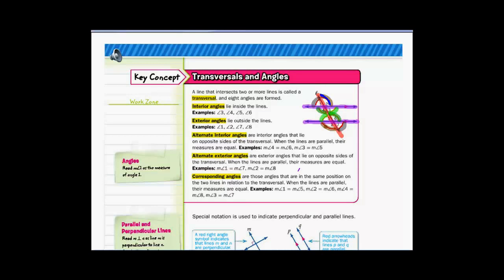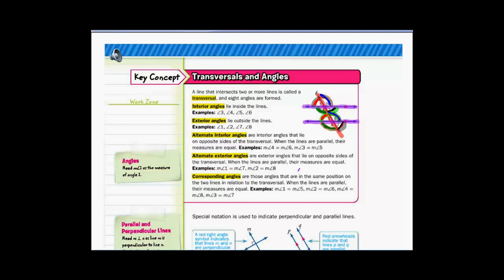You see how this number 2 right here is on the top of a parallel line on the right of the transversal? It corresponds to angle 6, which is on the top of a parallel line and on the right-hand side. Those are corresponding. 1 would correspond to 5 because they are both on the left side and on the top of those parallel lines. 4 would correspond to 8 and 3 would correspond to 7. So just ones that are in the same position.